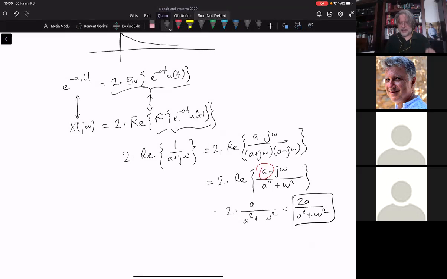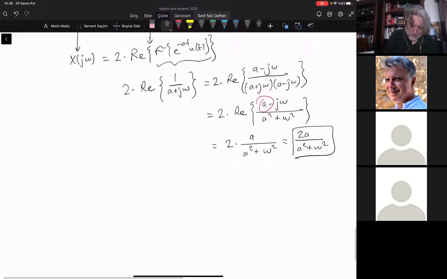Now comes the last property, which is again a property that we have seen from the continuous time Fourier series, that is Parseval's relation, which relates the energy of the signal in time and in frequency.